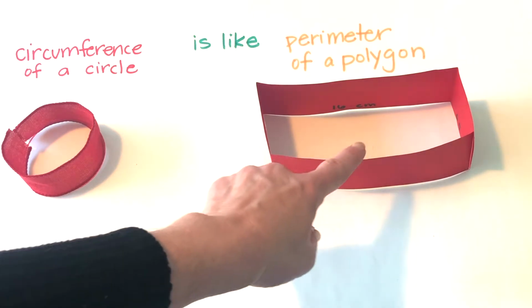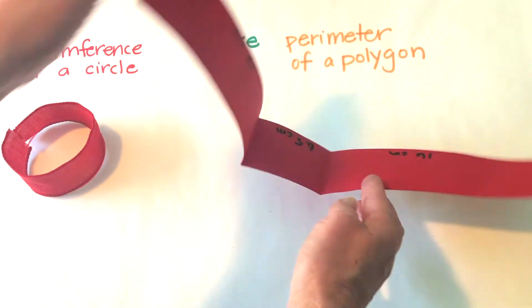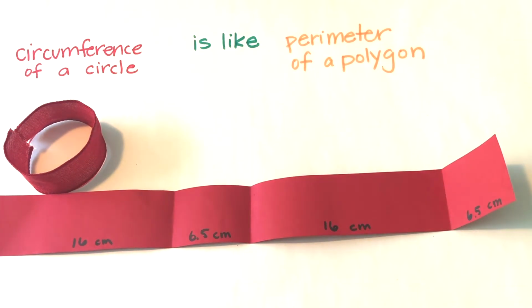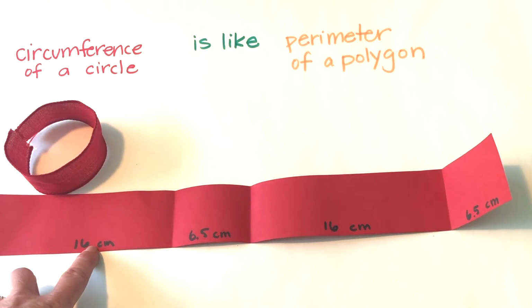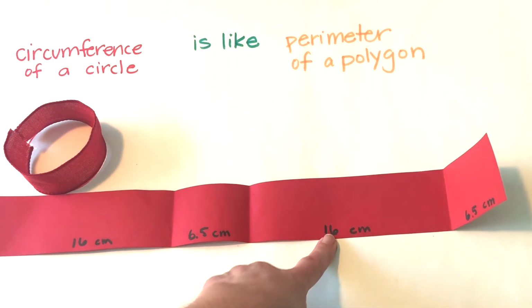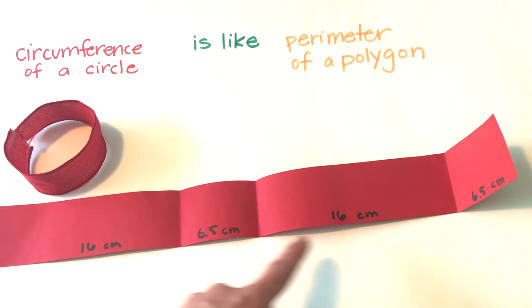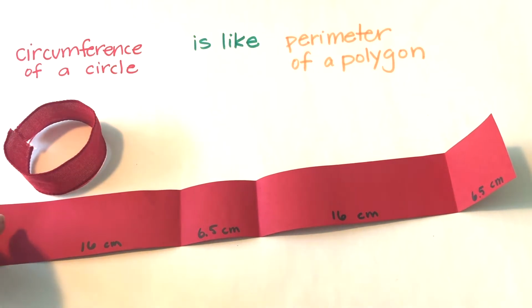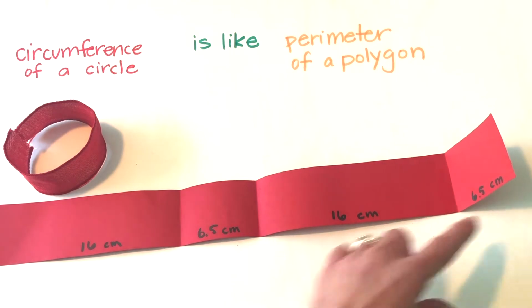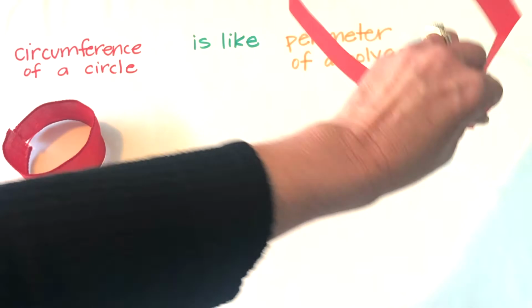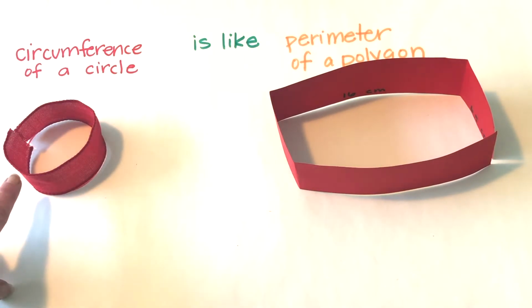If we look for the perimeter of a polygon, we unfold this polygon and we can find the length of the outside of the sides of the polygon and add them together. So this is 16 and 16, which is 32. 6.5 plus 6.5 is 13. 32 plus 13 is 45 centimeters. Since this is just length, it's a one-dimensional measurement. The same is true with circumference. Circumference is also a one-dimensional measurement.